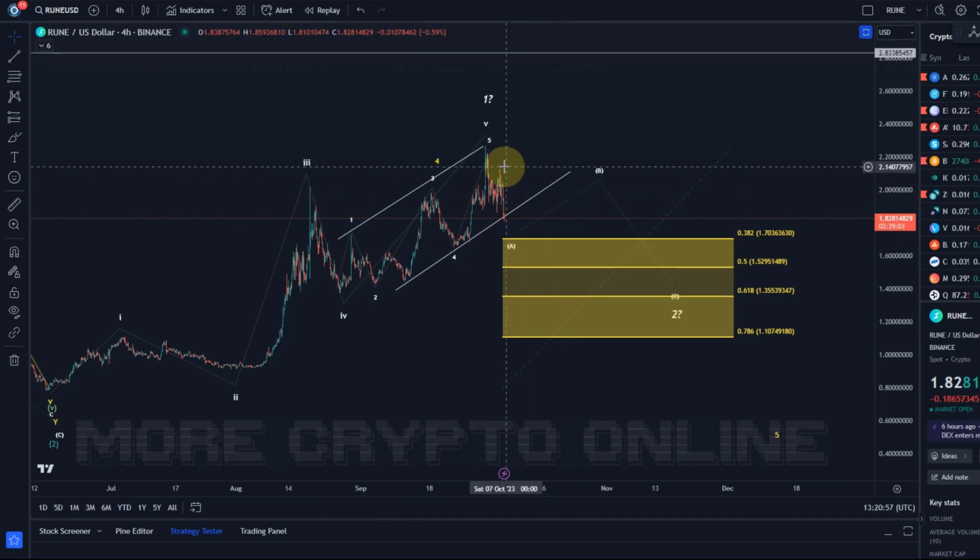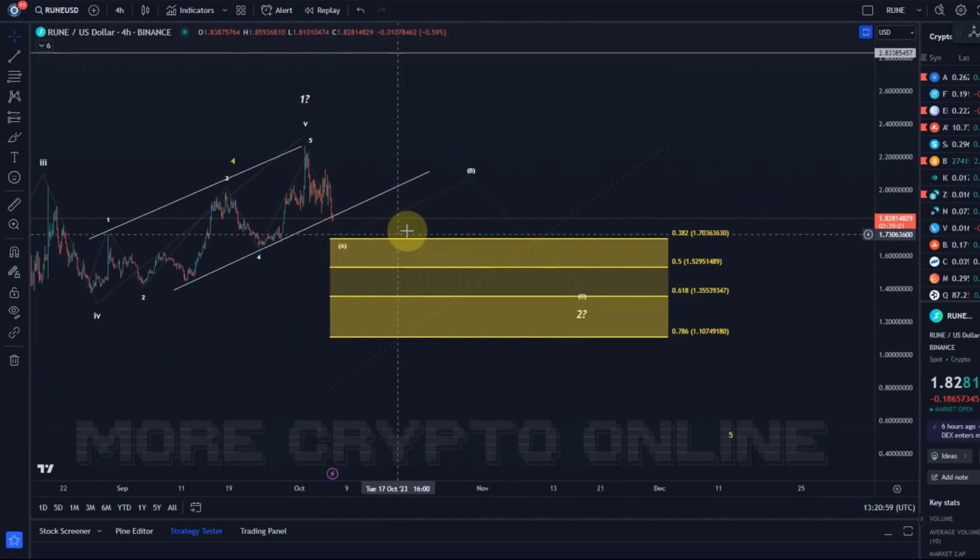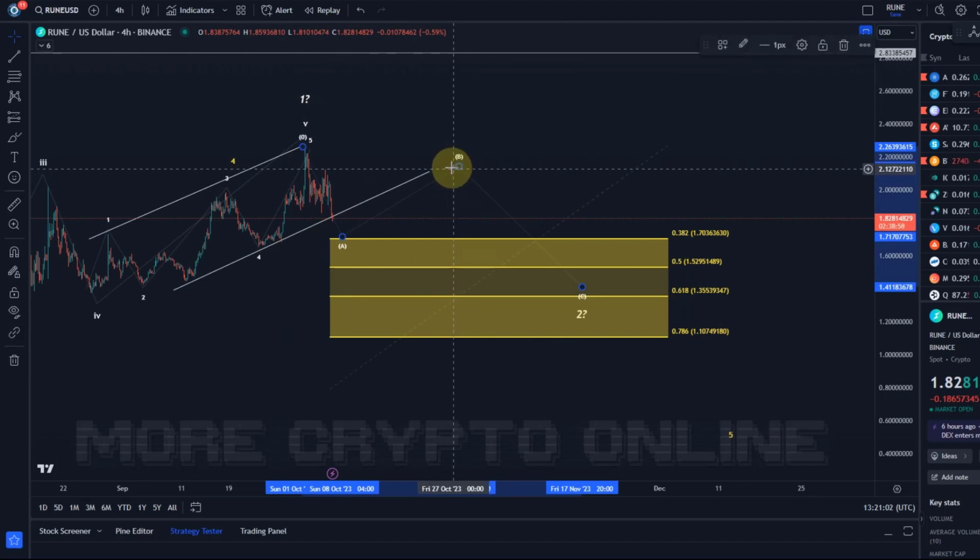So at the moment I see it as an unfolding A wave. Then we should get the B wave rally, which will be a relief rally, a corrective rally. A lot of people might get bullish in that rally again, but it should be corrective. It should be an ABC structure itself, maybe a triangle, but typically I would start by tracking an ABC structure within wave B, and then the C wave should be a 5-wave move to the downside.